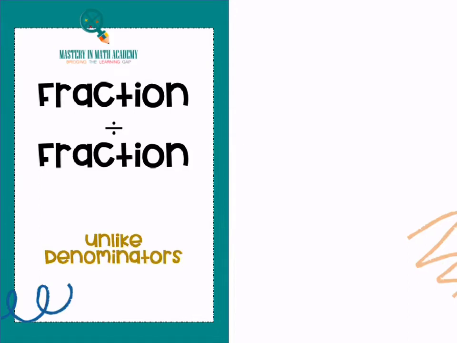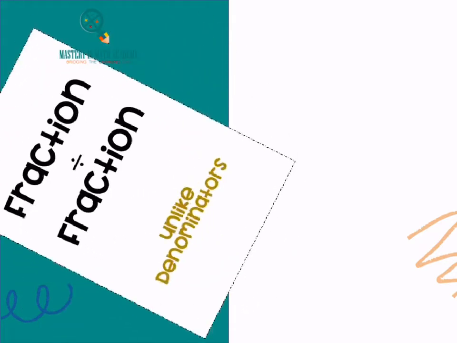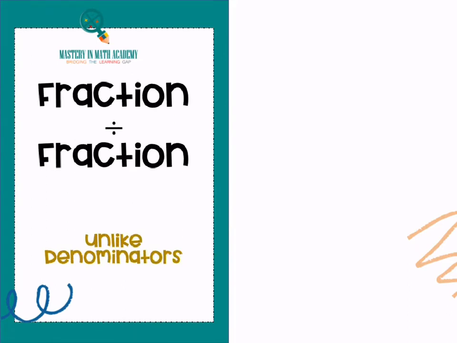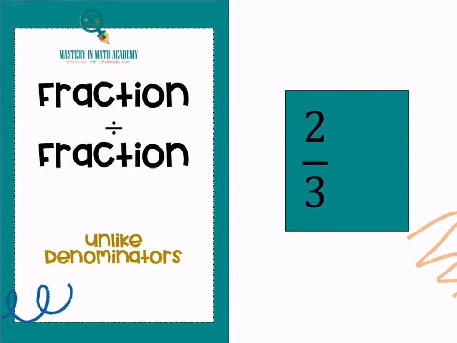divided fractions. But this time we are going to look at unlike denominators, because when your denominators are the same, you just have to focus on your numerator. But when we have unlike denominators, we have to do extra steps. So here is an example. You have 2/3 divided by 1/2.